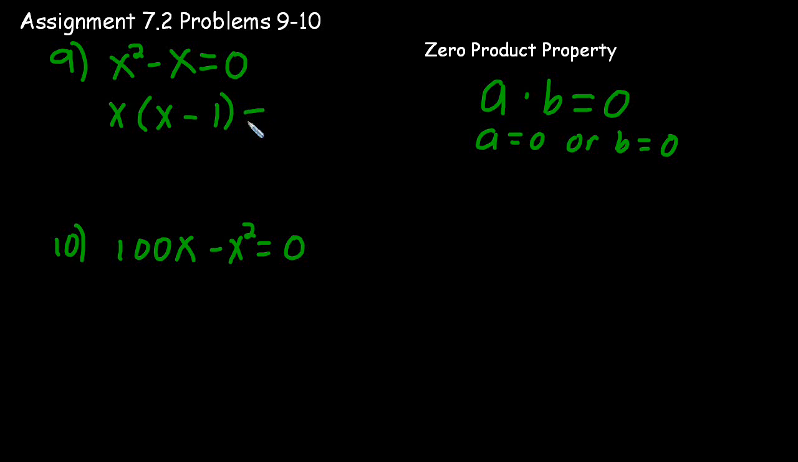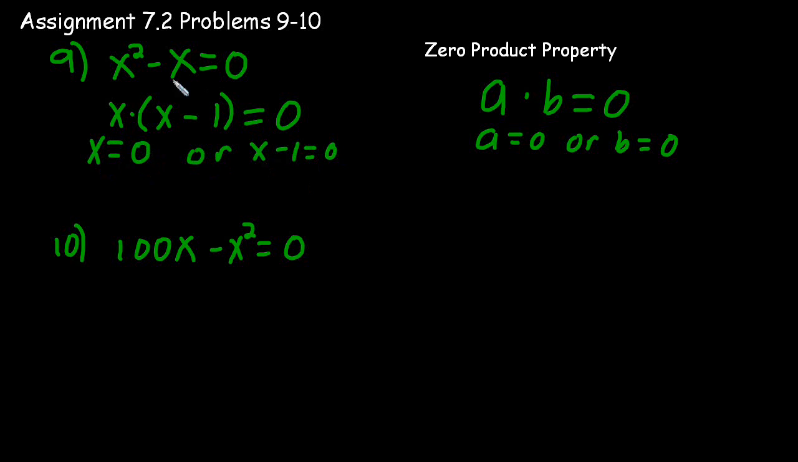Now you can always check your factoring to see if it's correct by multiplying. If I multiplied x times x, I would get x squared, and if I multiplied x times minus 1, I would get minus x. So now we have 0 on one side, we have this product on the other side, and we can use the zero product property. We can set each factor equal to 0. So I set the x equal to 0, or the x minus 1 equal to 0.